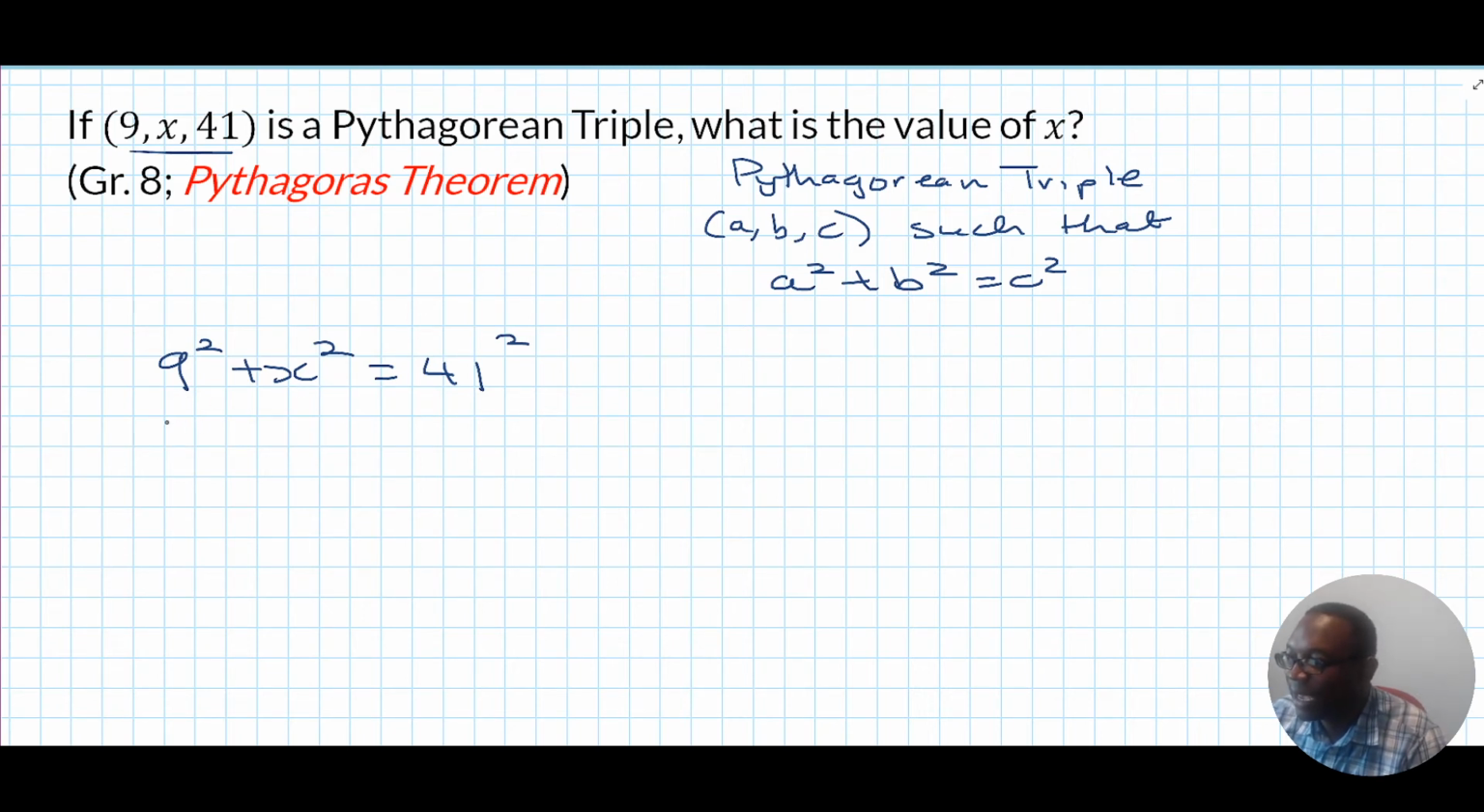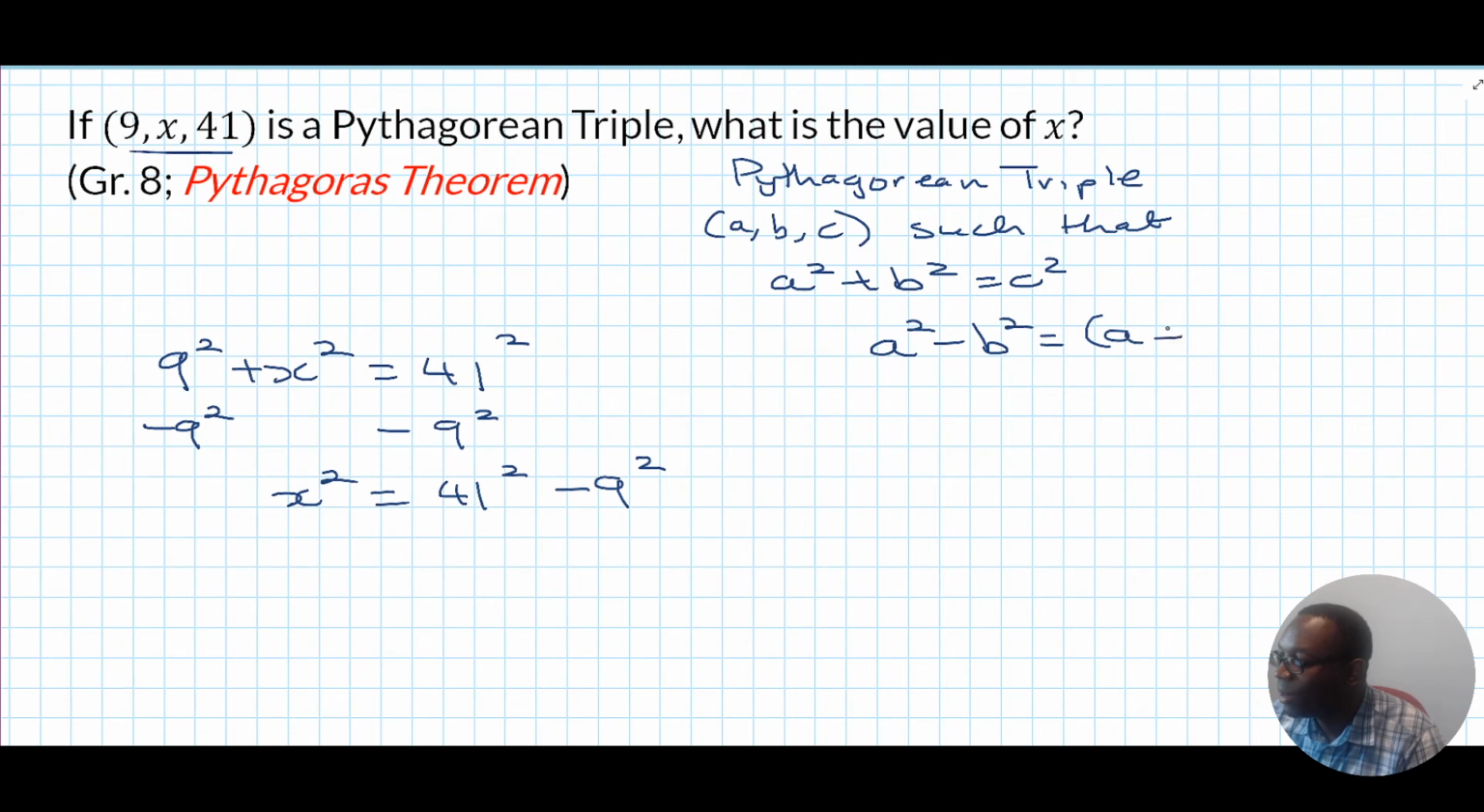So let's go ahead and subtract 9 squared from both sides. So x squared is equal to 41 squared minus 9 squared. You have two ways of doing this. You can actually find out the value of 41 squared and the value of 9 squared and subtract them. Or if you remember what I showed you last week, a squared minus b squared is the same as a plus b multiplied by a minus b.